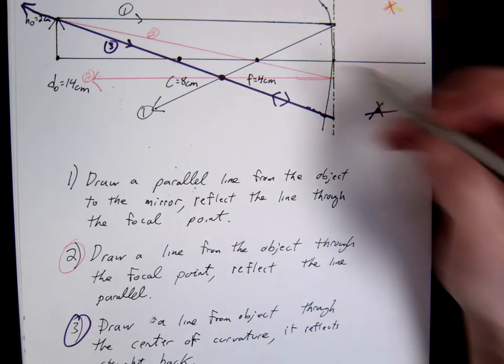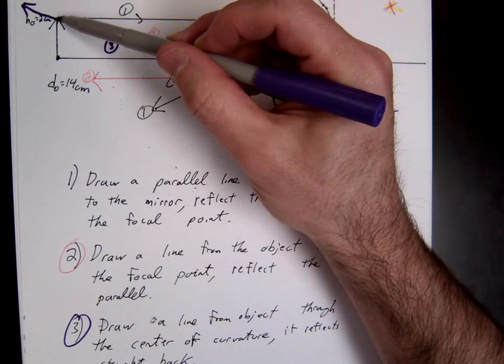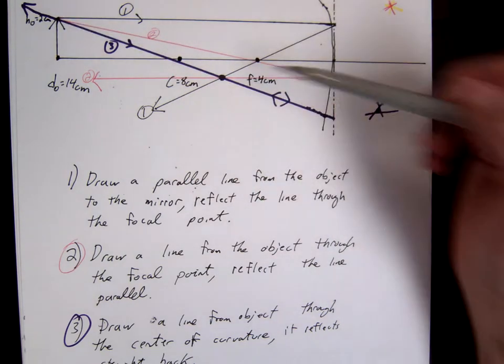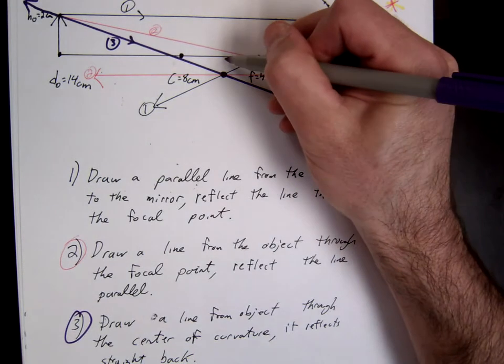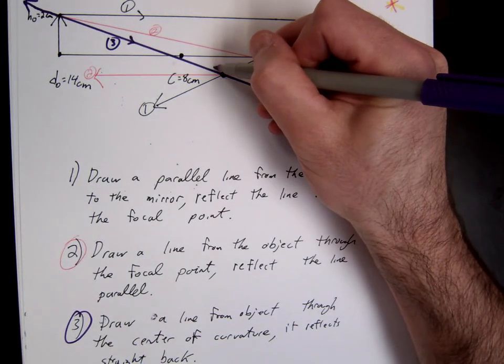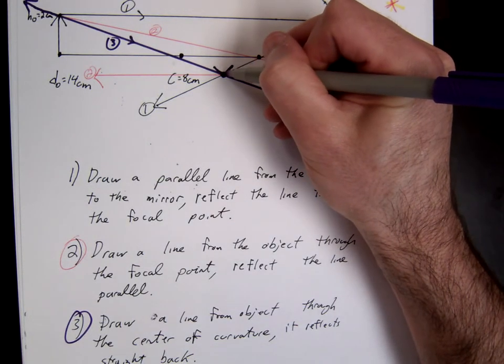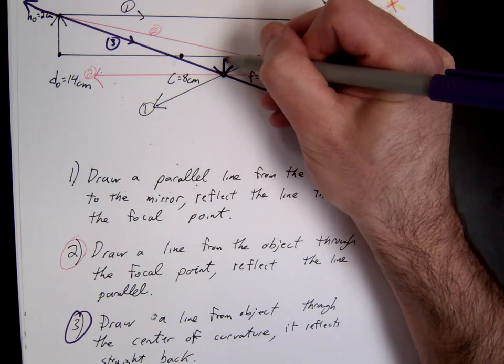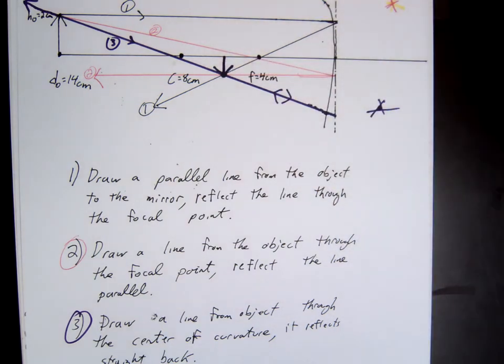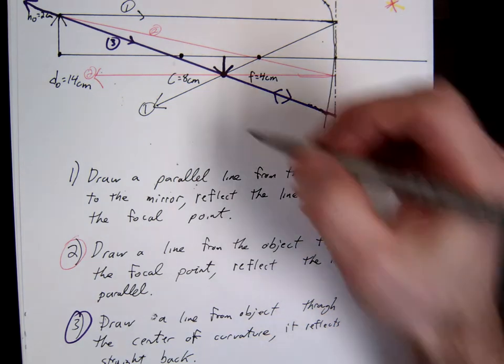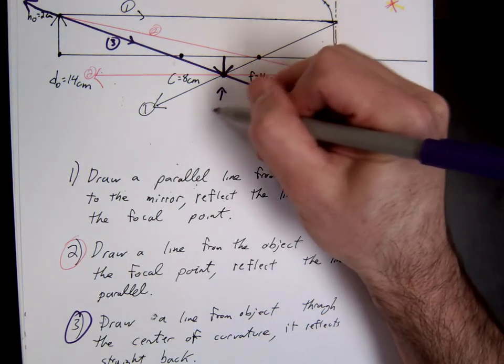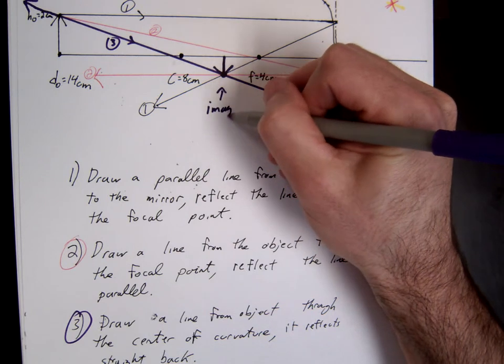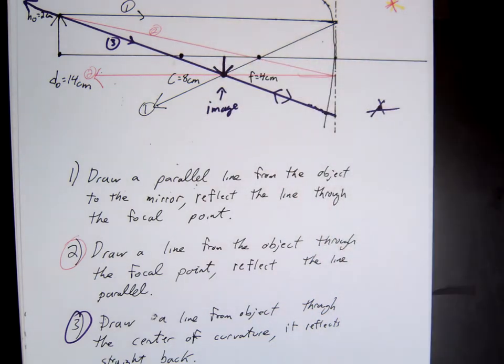So remember, the tip of this represented the tip of the arrow, the tip of the object. So what I'm going to do is just fill this in. So this means my object now looks like this. That's my, sorry, not my object, my image. This would be my image right here. This little upside down arrow.